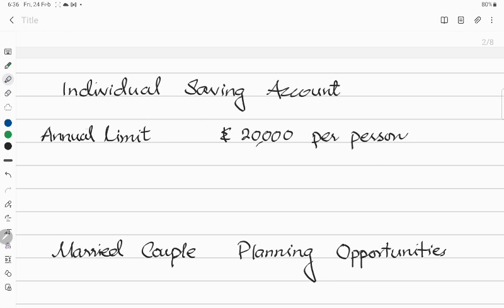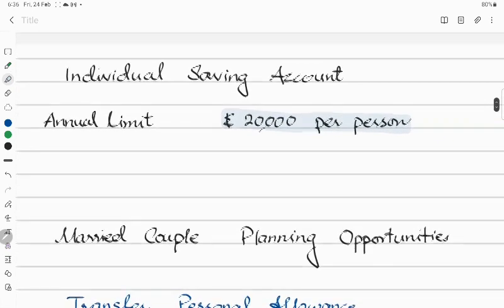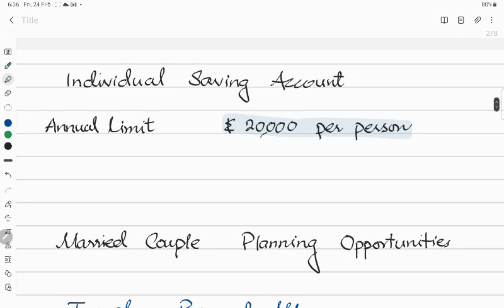Individual savings accounts: the annual limit is 20,000 per person. Remember, individual savings accounts include cash savings accounts as well as shares and stocks savings accounts.